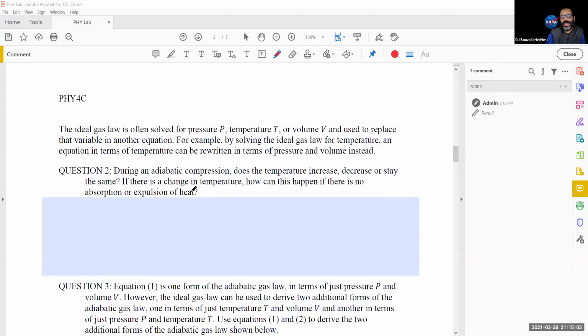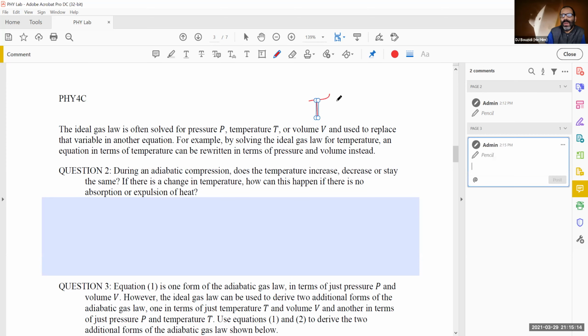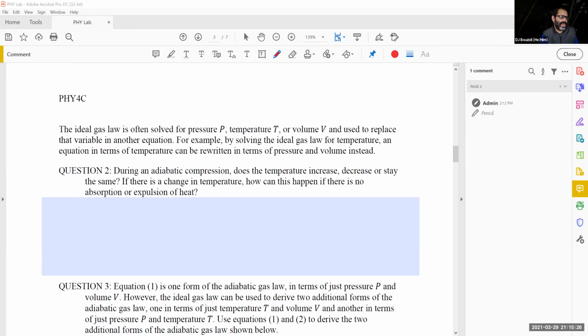Question 2, which we discussed at first, I'm sorry, I skipped version 1, we came to this one. During an adiabatic compression, does the temperature increase, decrease, or stay the same? For this one, we're going to use the other relationship. We have to use the pressure now. And this is one of the things that you're supposed to prove for the adiabatic process.